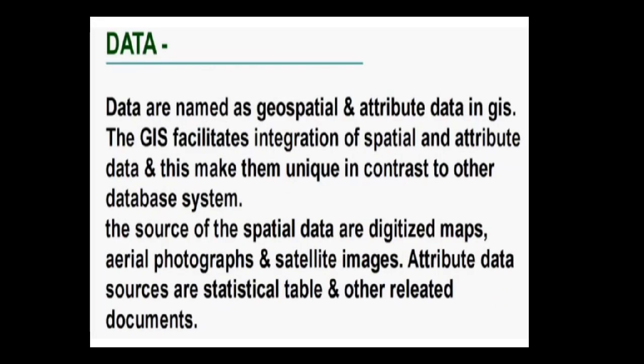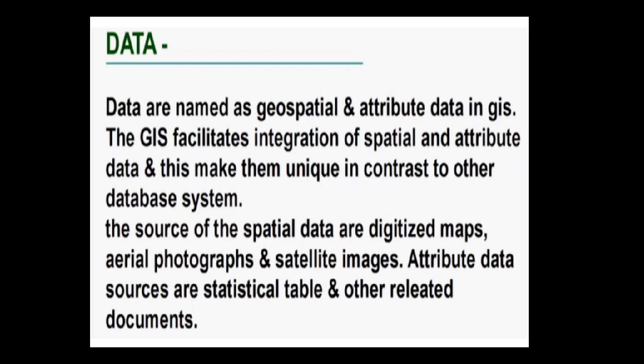Then moving to the data, which are named as geospatial data or non-geospatial data. Non-geospatial data are also called attribute data, and GIS facilitates integration of spatial and non-spatial data, which makes it unique in contrast to other data systems. The sources of spatial data are digital maps, aerial photographs and satellite images. Attribute data sources are statistical tables and other related documents.